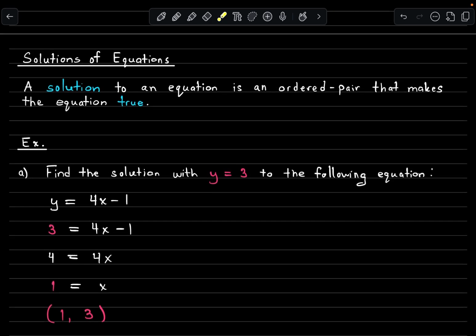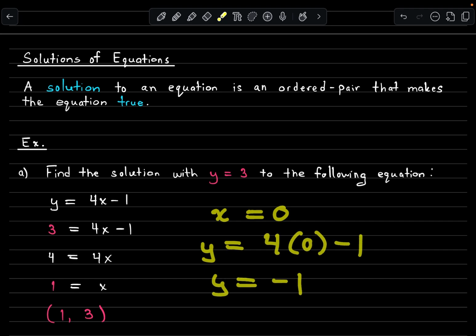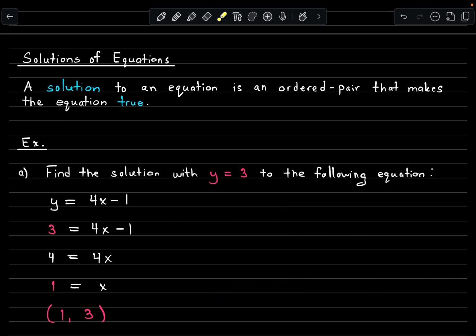So the coordinate pair, one of the solutions that makes this true, is (1, 3), right? There are infinitely many solutions to this. If we were given, say, x is equal to 0, we could plug that in, and then y is going to come out to -1. So (0, -1) is another solution to this equation. We can do this for any x value or any y value that you choose, okay? So this is just one example of a solution.